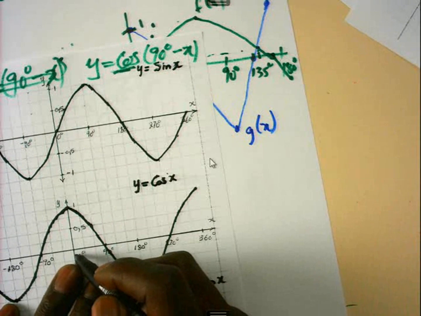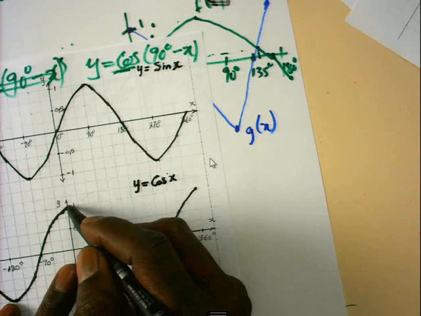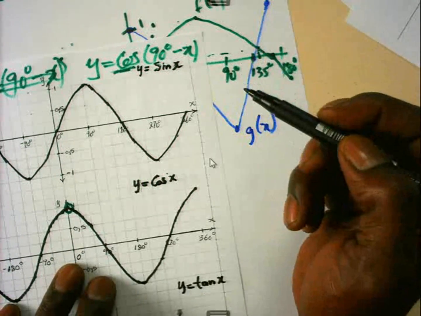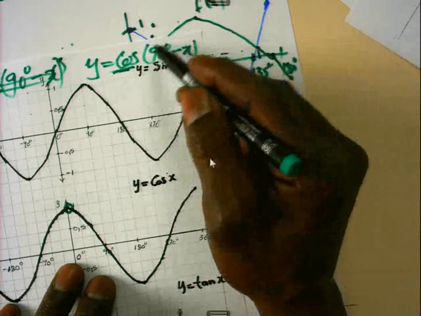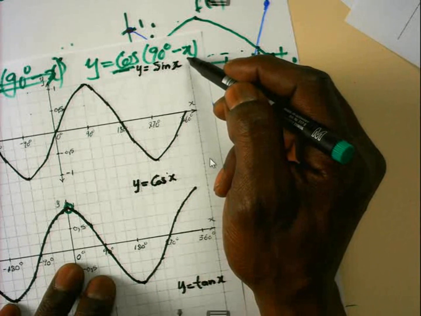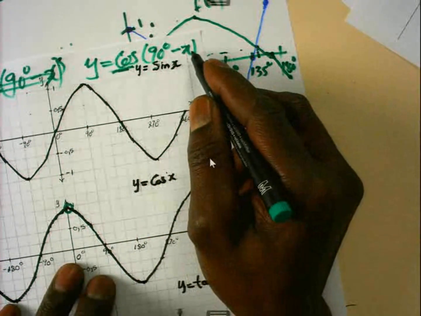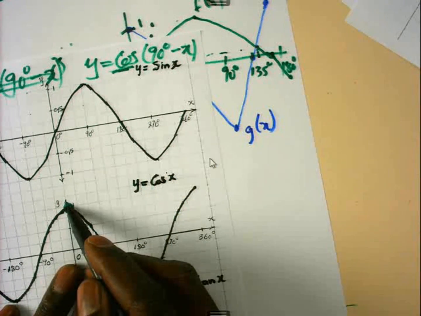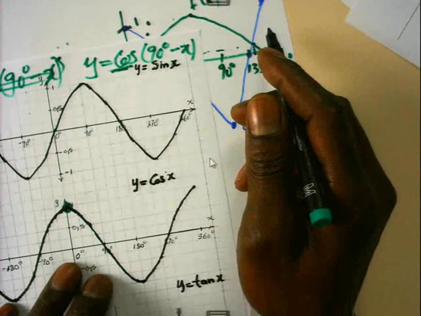We know at 0 degrees, the y value is 1. So we are now tracing this point, 0 degrees to 1. If this bracket must be 0, it means x must be equal to 90 degrees. Now, if x is 90 degrees, what will happen? It means every point of this graph must move to the right by 90 degrees.